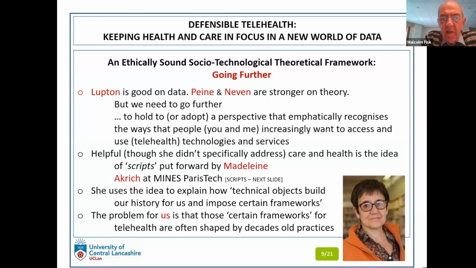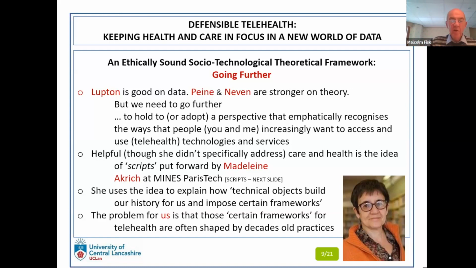But Madeleine Akrich put forward this idea of scripts, and she uses the idea to explain how technologies, technical objects, build our history for us and impose certain frameworks. But the problem for us is those frameworks are often shaped by decades of old practices. So what I'm saying here really is that the people who develop the technologies and the people who market and provide those technologies for us have got an idea of how we're going to use them, which may not actually accord with what people actually want, what we actually want.